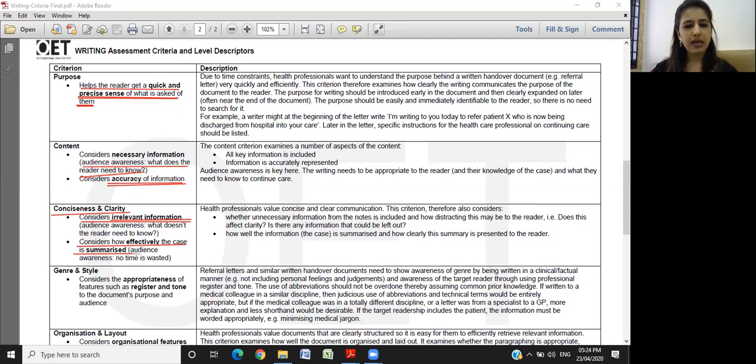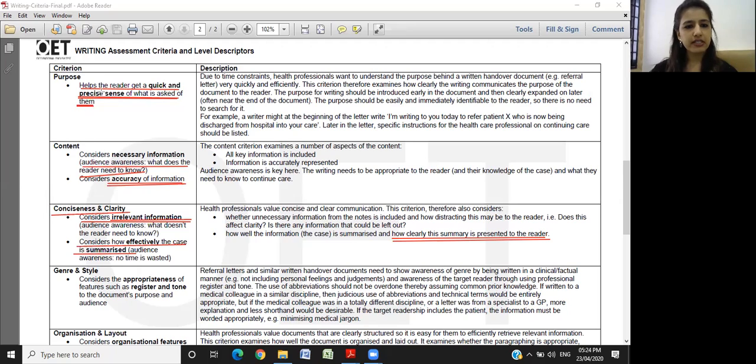So what is a good summary? A good summary clearly gives a precise sense of what is being asked of them, and that clarity can only be shown if you are able to leave out irrelevant information, if you comprehend the task really well, and if you put it forward in a very concise manner.